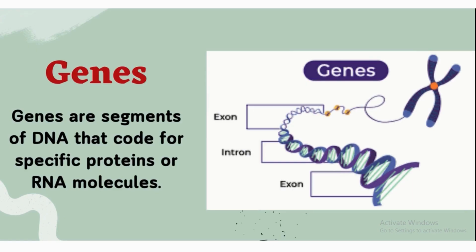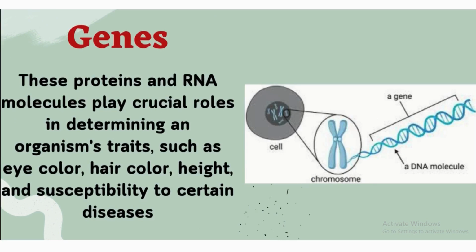Genes are segments of the DNA that code for specific proteins or RNA molecules. Those proteins and RNA molecules play a crucial role in determining an organism's traits, such as eye color, hair color, height, and susceptibility to certain diseases.